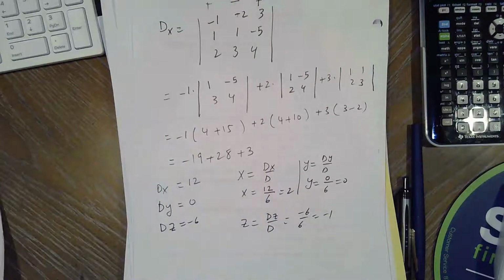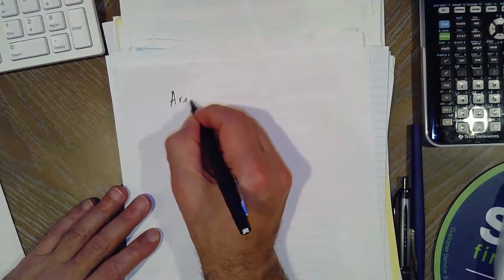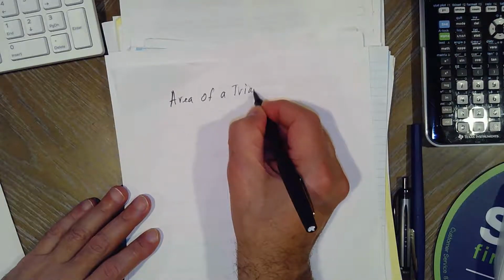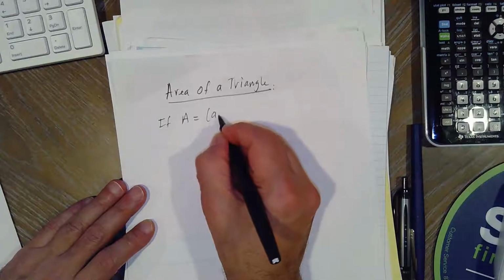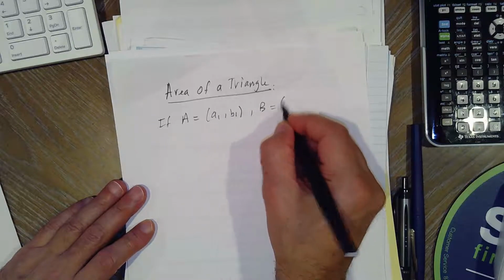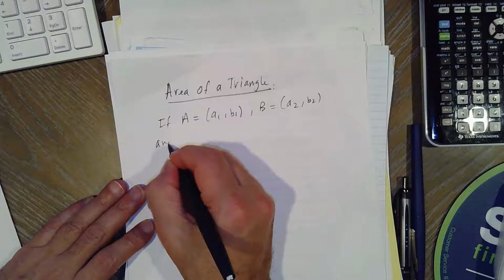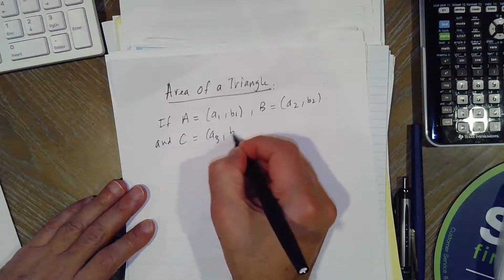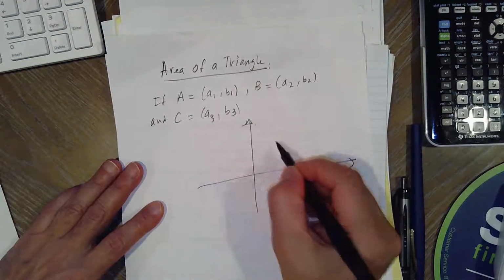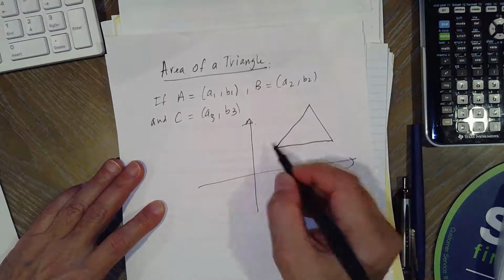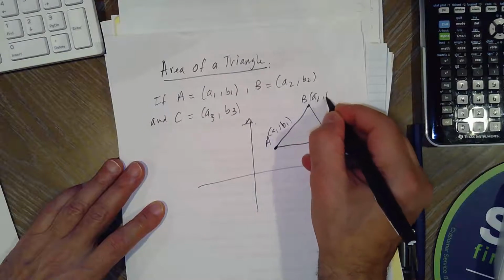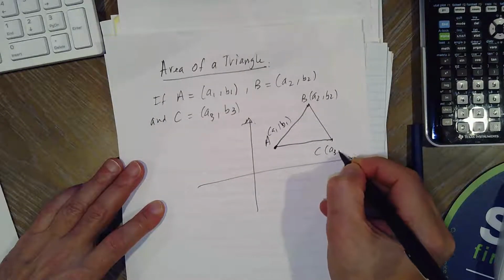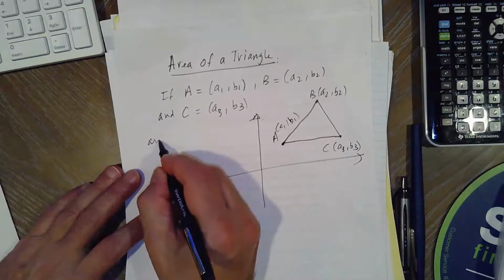Okay, one application using determinants is finding the area of a triangle. Can you imagine? Let's see how. Area of a triangle. If you have 3 points that make a triangle, A is a1, b1, B is a2, b2, and C is a3, b3. So basically you have A, B, C. A is a1, b1, B is a2, b2, and C is a3, b3. Are 3 points in the plane.